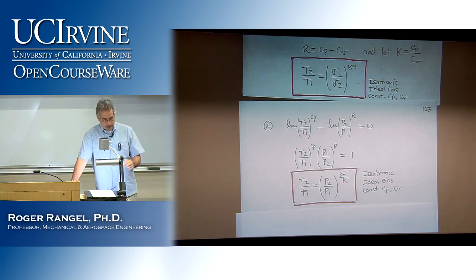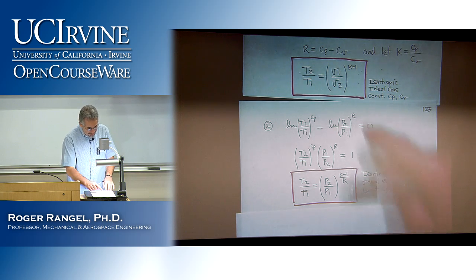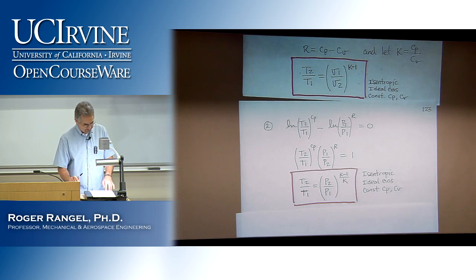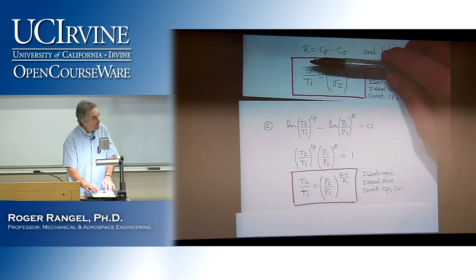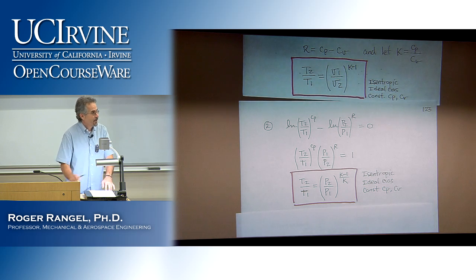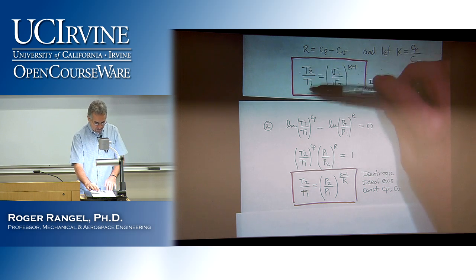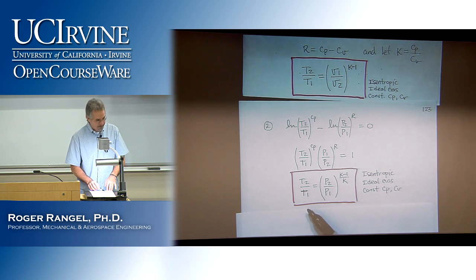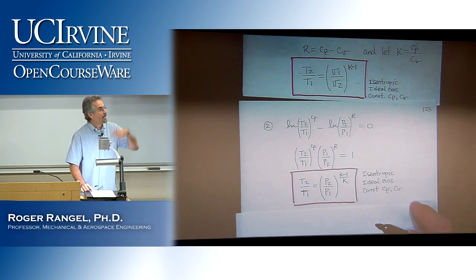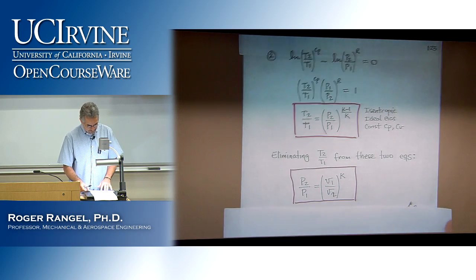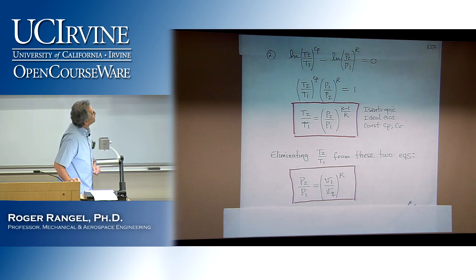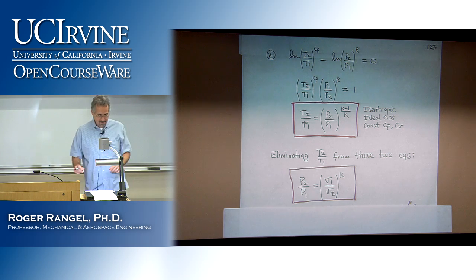And there is yet one more. Even though we only had two relationships to start with, there is a third one that we can derive by simply combining these two. So realize that both of these have the ratio of the temperatures on the left-hand side. So they're equal to each other. Because T2 over T1 here, T2 over T1 here. So I can just set them equal to each other and get a new one, which is that one right there. A third one. So that's three boxes.